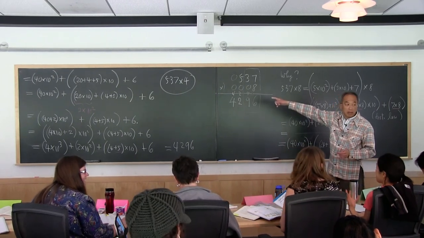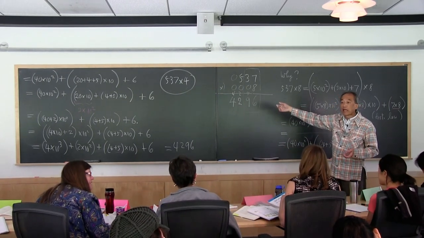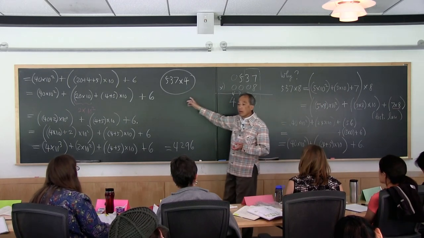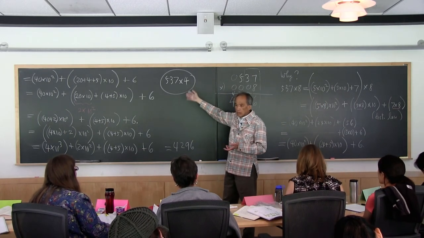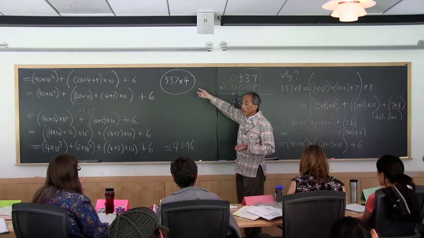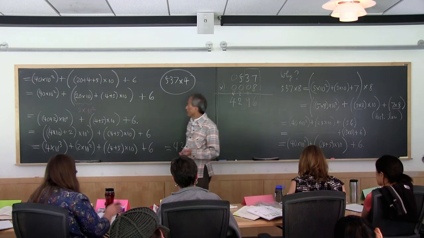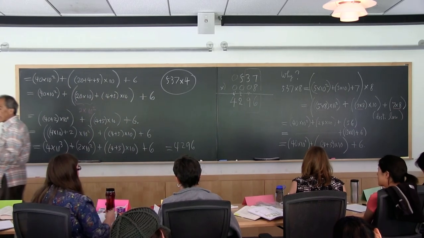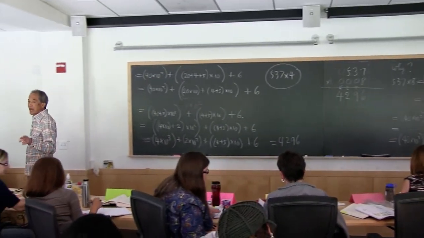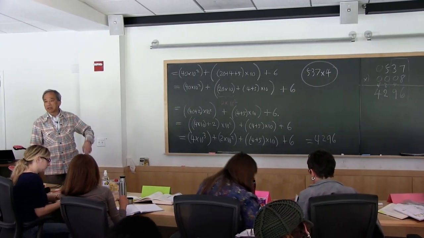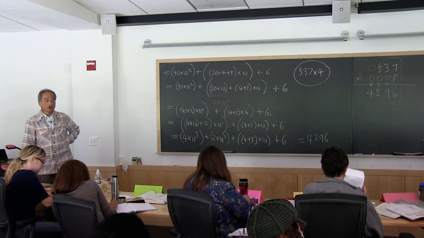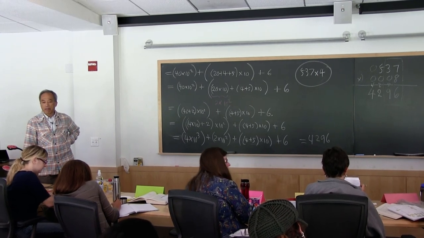Do you want us to do 537 times 4 or 537 times 8? Whatever I wrote down, I want that number. 84. You wrote 84. That's all right. We're just doing the single digit because that was the second step. This is the second step: multiplying numbers by a single digit. That's all I care about, and that's all you should care about at this point.